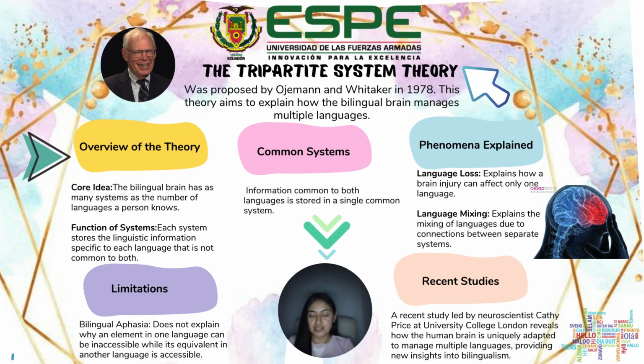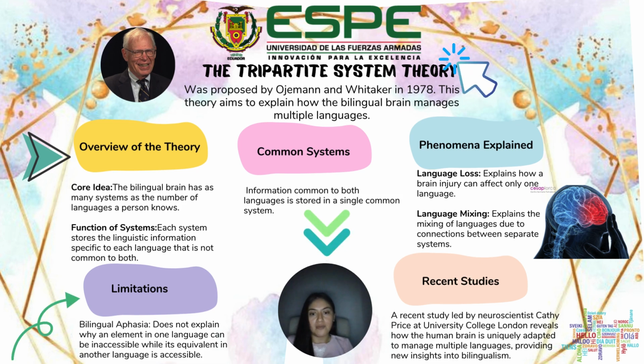Good evening, dear teacher and classmates. Today I talk to you about an interesting topic. It's about the tripartite system theory in the context of bilingualism. Proposed by Paradis and Whitaker in 1978, this theory suggests that the bilingual brain has as many systems as the number of languages a person knows.